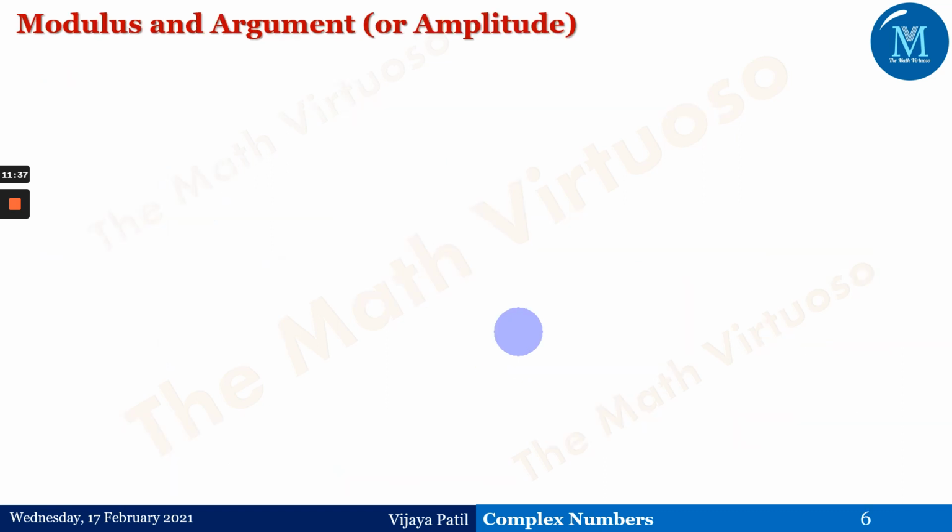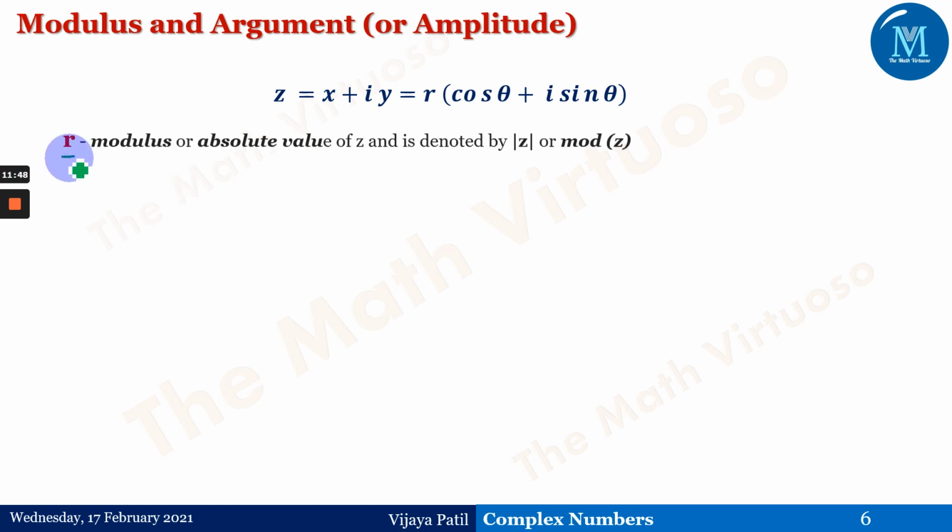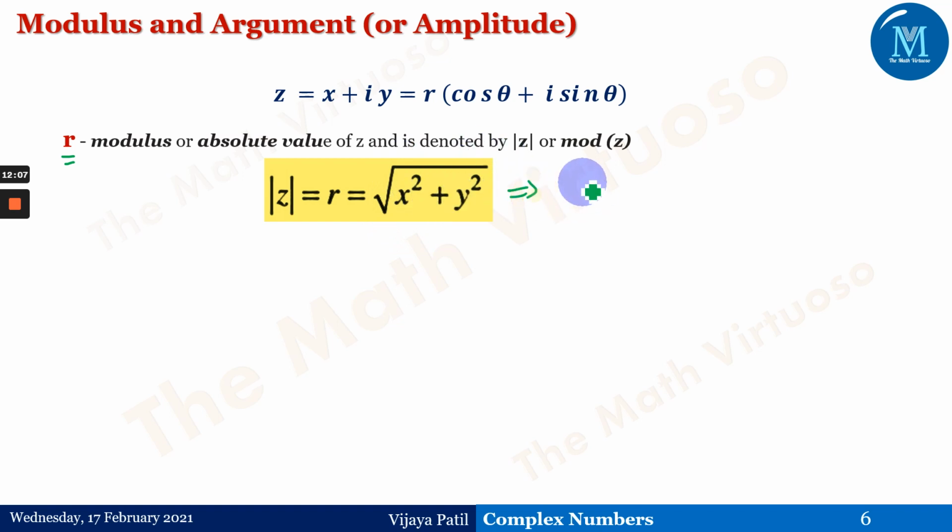And the modulus and argument, as I have promised, r and theta, we will be defining now. So z equals x plus iy, which equals r into cos of theta plus i times sine of theta. This r is known as the modulus or the absolute value of z, and it is denoted as mod z. Mod z is equal to r, which is equal to the square root of x square plus y square. So from here we can say that r square is nothing but x square plus y square. This can also be used here. Similarly, this is nothing but mod of z the whole square, right?